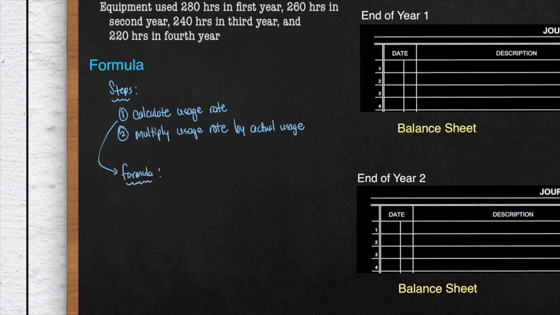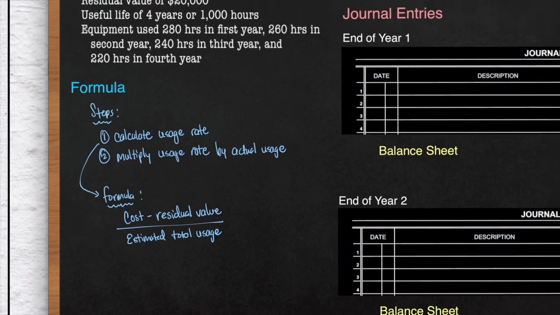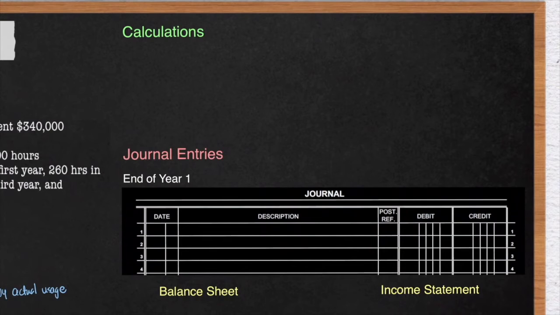So multiply the usage rate by the actual usage. To calculate the usage rate, by the way, on step 1, here's the formula. It's cost minus residual value. The numerator is very similar to straight line depreciation, but the denominator is different. Instead of dividing by useful years, you're going to divide it by the estimated total usage, which in this case is 1,000 hours.